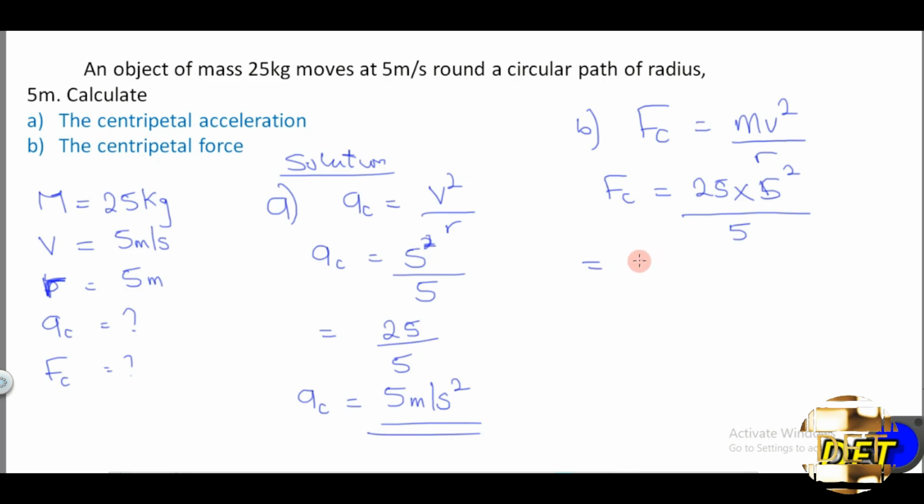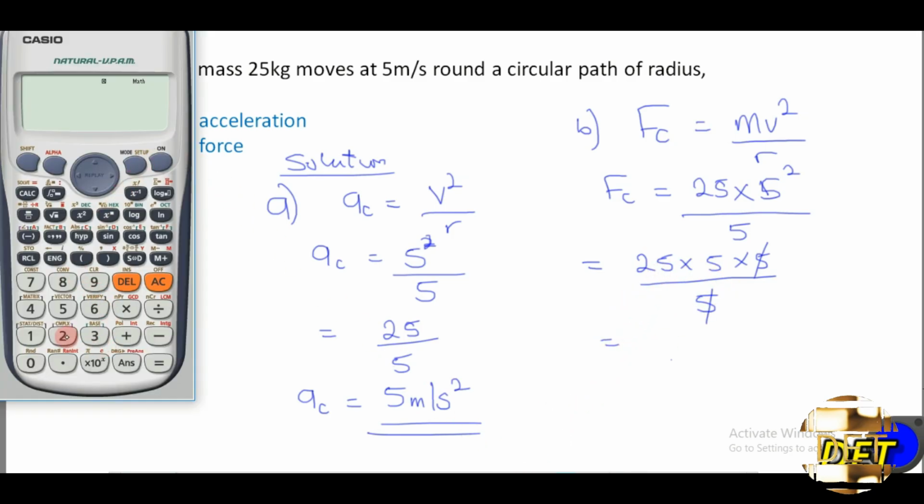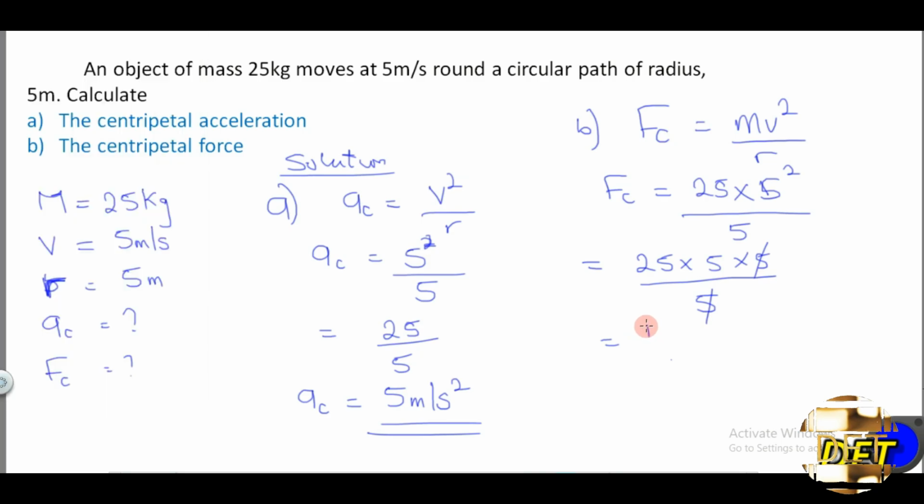So this will be equal to 25 times 5 times 5, which is this 5 squared, and 5 squared means 5 times 5, right? Divided by 5, so this 5 will cancel out this 5. So 25 times 5 will be 125. So this will be 125 Newton. Therefore, centripetal force is equal to 125 Newton. This is the answer to this question.